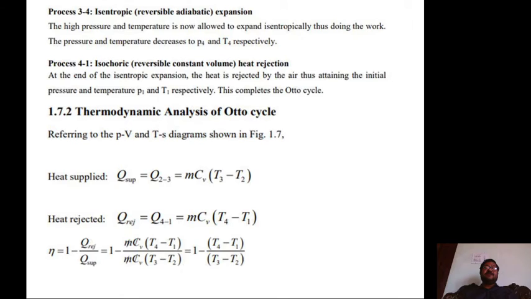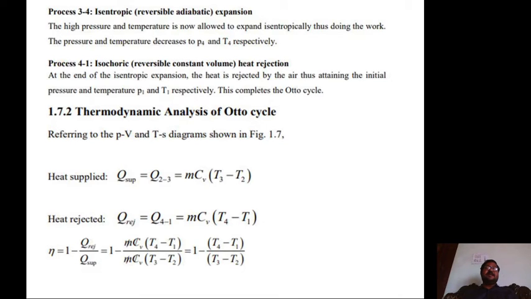Heat rejected Q4 to 1 is mCv. The heat rejection process is also a constant volume process, that's why you must take the Cv value. For air, because the working fluid is an ideal fluid, as we assume for air standard cycles, the same assumption holds good for the Otto cycle. So the Cv value is 0.718 kilojoules per kg Kelvin. In the similar manner, the heat rejected is Q4 to 1 equals mCv (T4 minus T1).